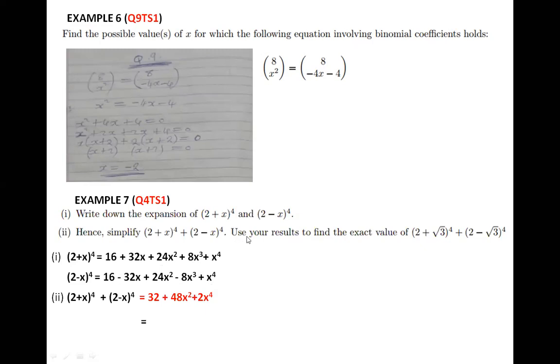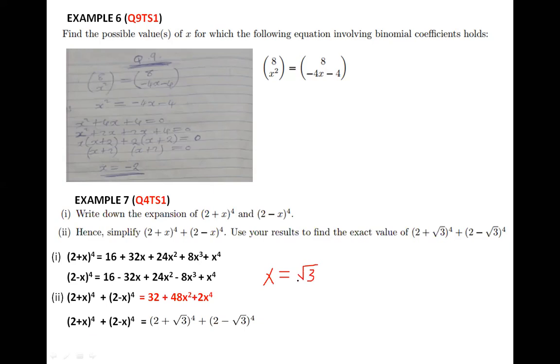And then finally, they are asking you to use this final answer that you have found to find the exact value of 2 plus root 3 to the power 4. What they are trying to ask you to do here is, when you look at this part, this side, we have a 2 here. There's also a 2 on the right side of the equal sign. So if this 2 is equal to that 2, and the power is also equal to that power, it simply means that even the x's are the same. So from just observing this, our value of x is equal to root 3.